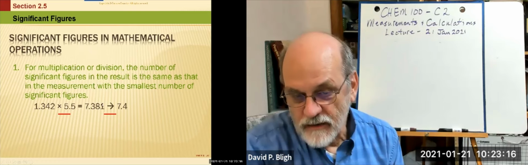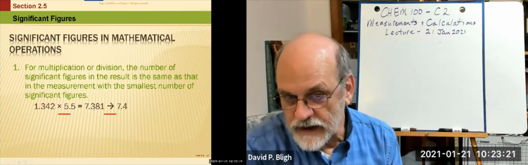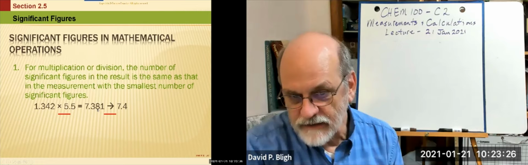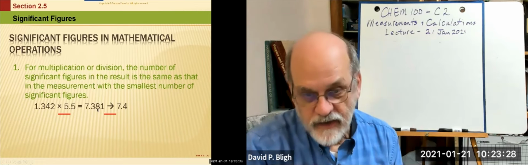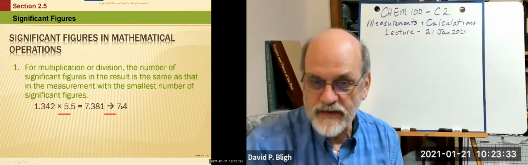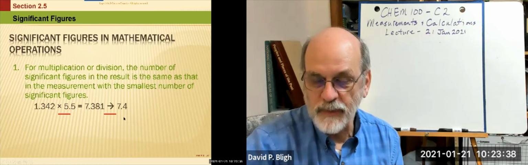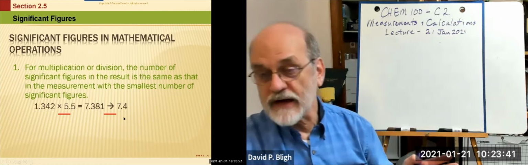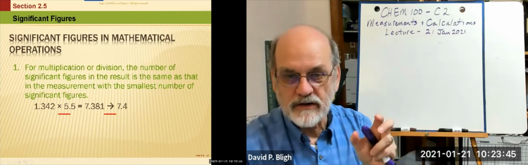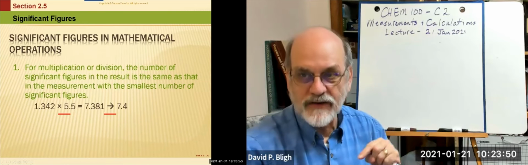So if this is our calculator answer, we say we can only have two, so we go 7, 3. We have to stop at that position. That means we look to the right and find that it's greater than five, so the three is rounded to four and we throw out the rest. That's why the answer is 7.4 in this case. Multiply, divide, the same rule applies for division. Whatever the answer is, look at the numbers that went into the calculation and apply the least number of significant figures to your answer.